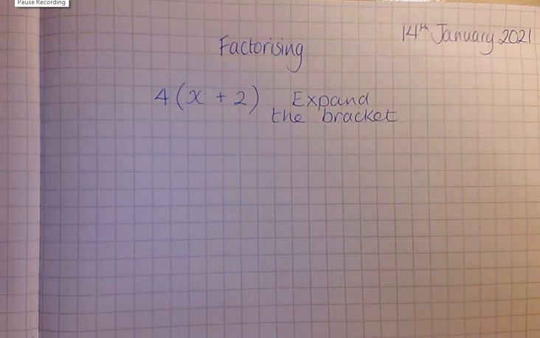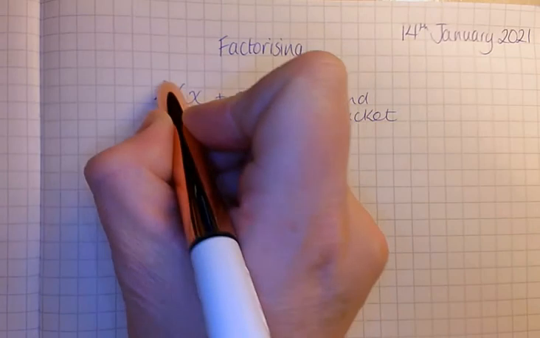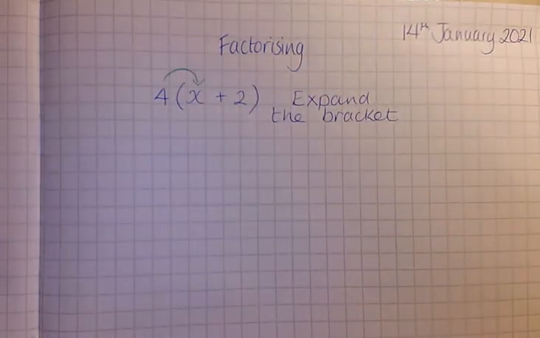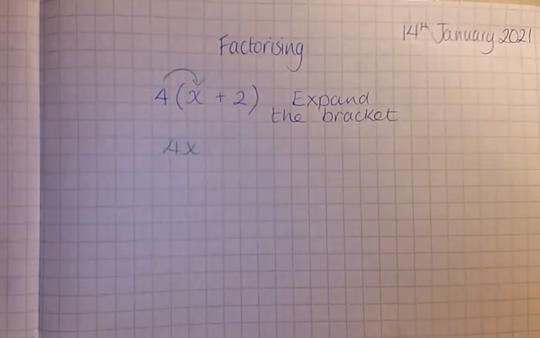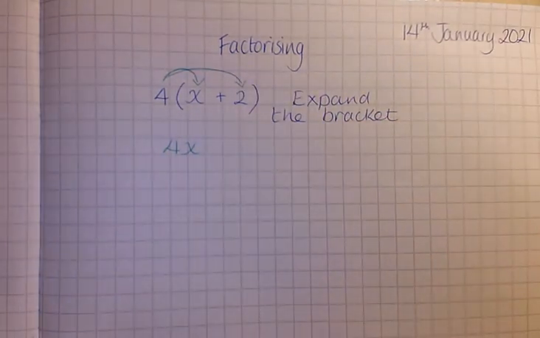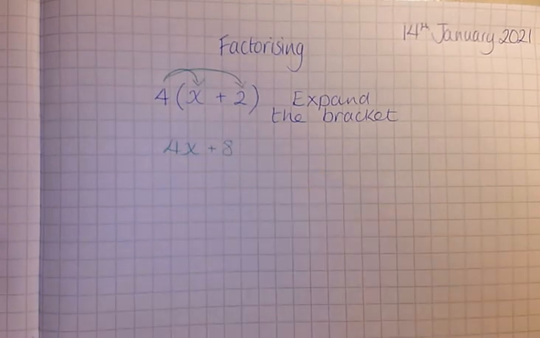So factorising is the opposite of expanding the bracket. If I ask you to expand this bracket here, you would take the term that's outside the bracket, 4, and multiply it by the term inside the bracket. So we'd have 4 times x, which would be 4x, and then we'd take the term outside the bracket and multiply it by the other term in the bracket. So we'd have 4 times 2, so it would be plus 8. So that's expanding the bracket.